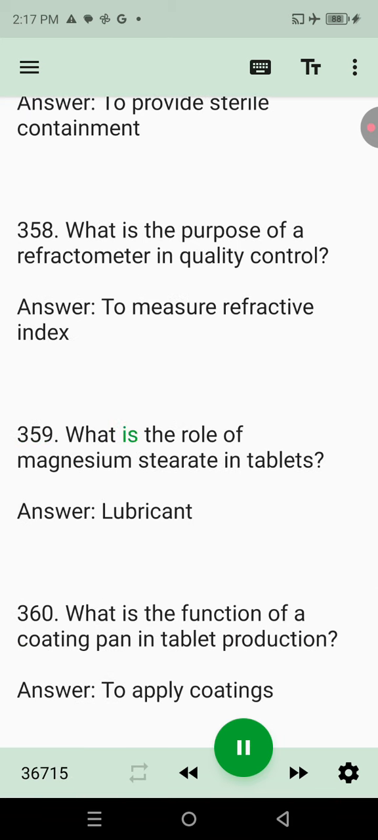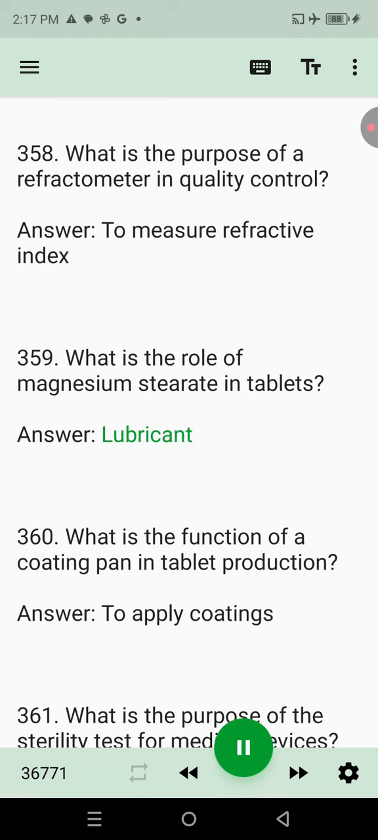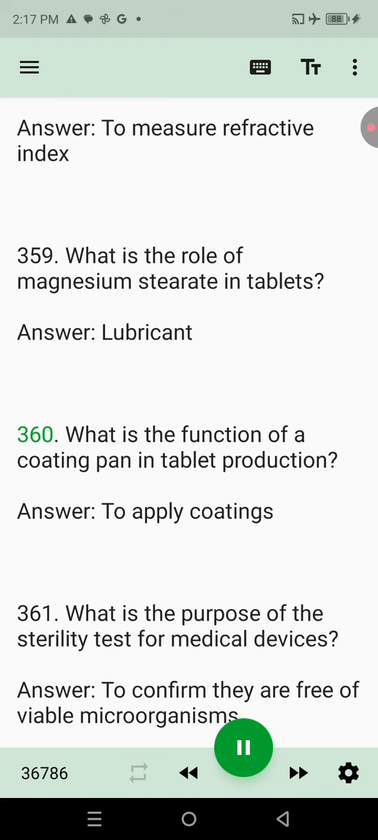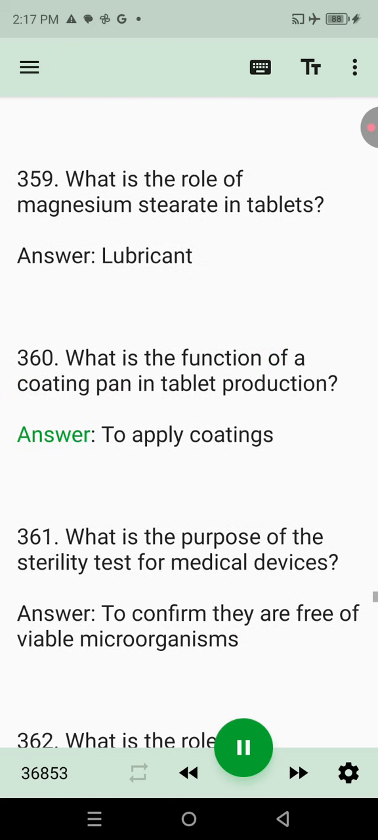359. What is the role of magnesium stearate in tablets? Answer: lubricant. 360. What is the function of a coating pan in tablet production? Answer: to apply coatings.